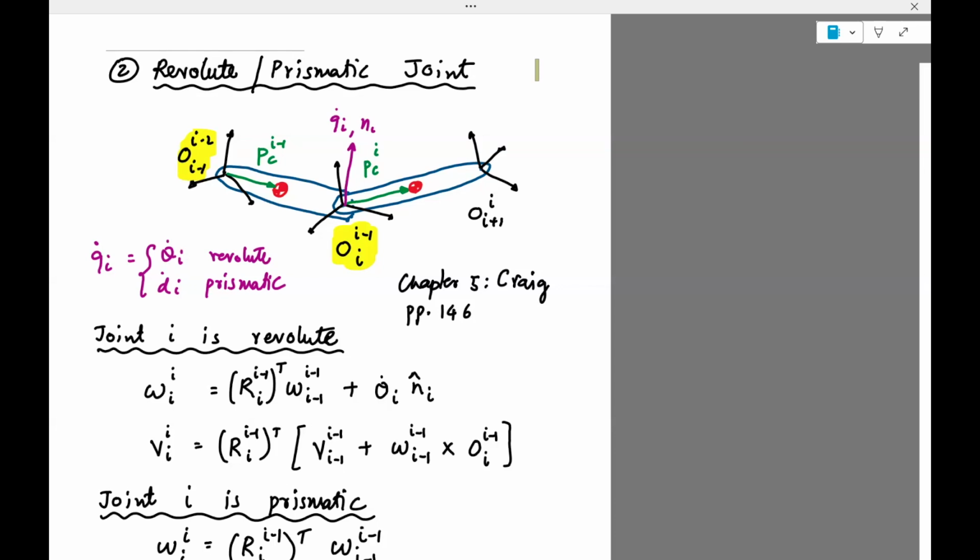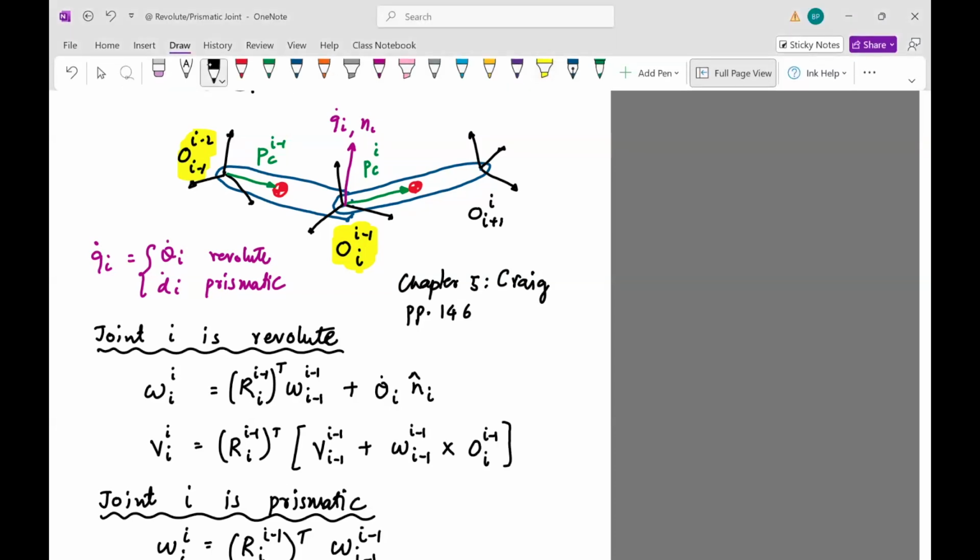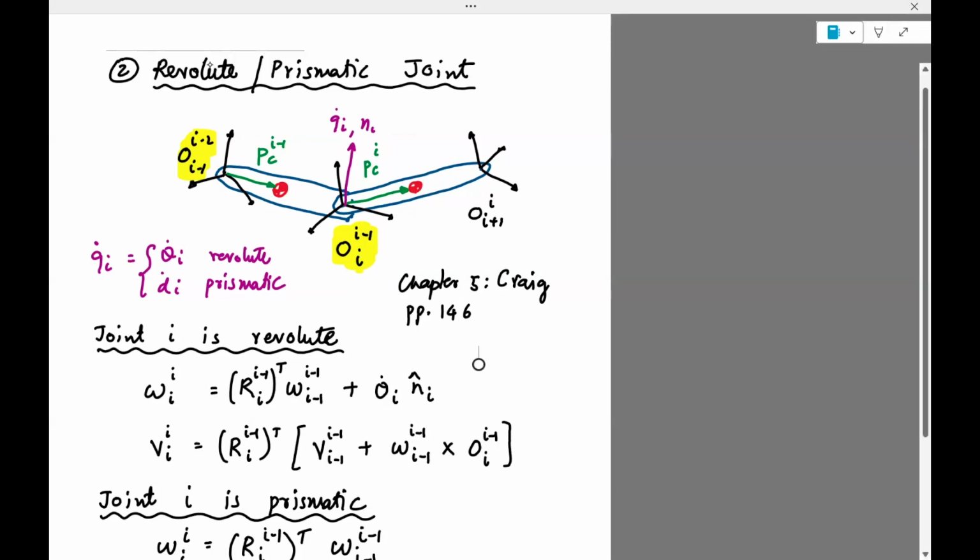Okay, so you can see that O_{i-1} is with respect to O_{i-2}, which is the previous one, and this is the position with respect to the previous frame, which is frame i minus 1, and this is frame i, right? So this is giving the position of i with respect to this frame, and that's always the case, and so on.